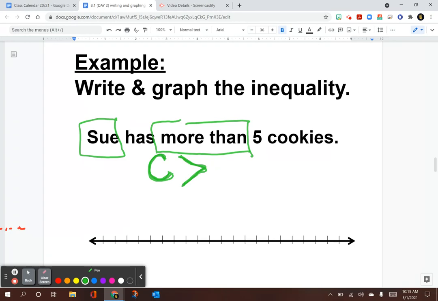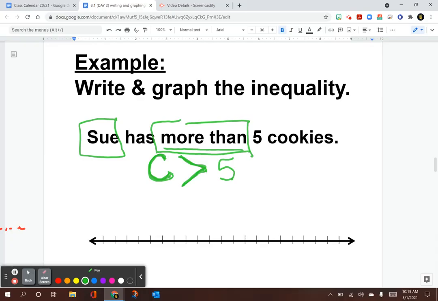Because if it says she has a minimum of 5, well, then she could have 5, but she could also have more. But because it just says she has more, I know she doesn't have 5, so I'm not going to include the equal to part. Her cookies are greater than 5.